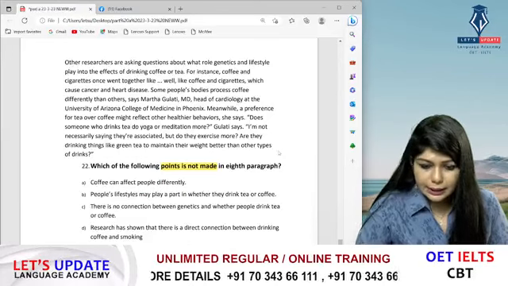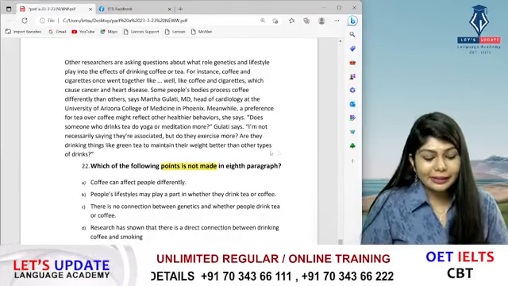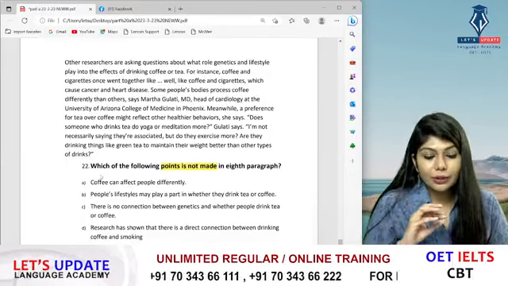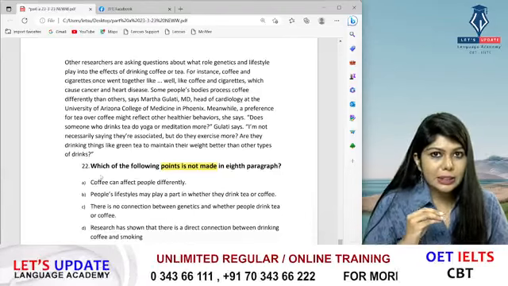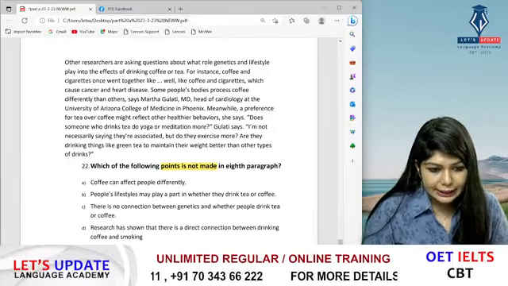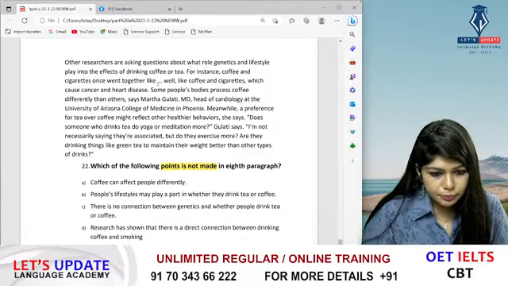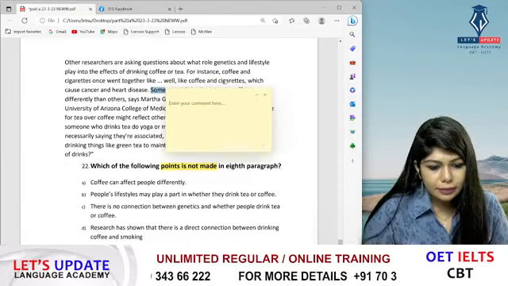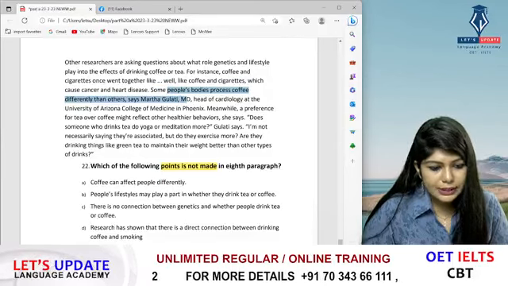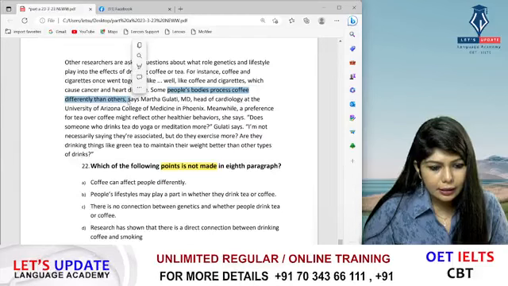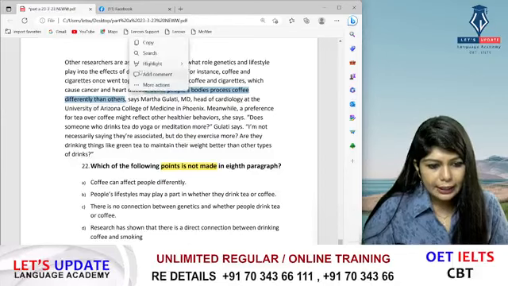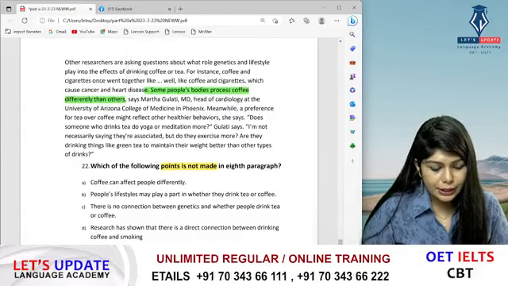Okay, so let's look at this paragraph. They are asking for a point that is not made or not mentioned. So let's inspect each of these options. Look at option A, coffee can affect people differently. Is that mentioned? Yes, that is definitely mentioned here, because they have written that people's bodies process coffee differently than others. I'll highlight it in green to indicate that it is mentioned. So A is mentioned.